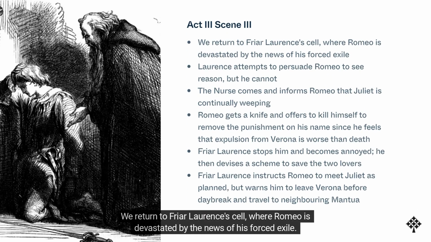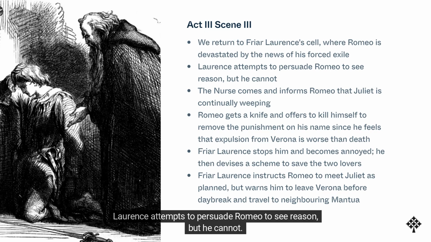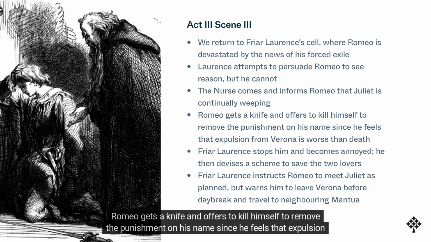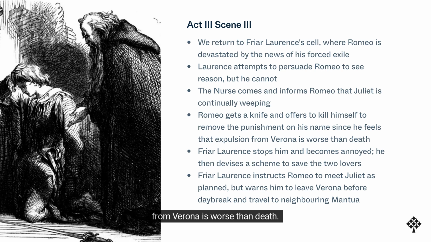We return to Friar Lawrence's cell, where Romeo is devastated by the news of his forced exile. Lawrence attempts to persuade Romeo to see reason, but he cannot. The nurse comes and informs Romeo that Juliet is continually weeping. Romeo gets a knife and offers to kill himself to remove the punishment on his name since he feels that expulsion from Verona is worse than death.